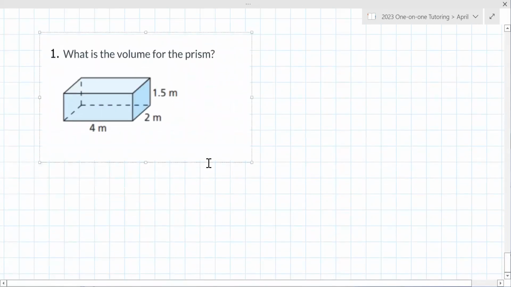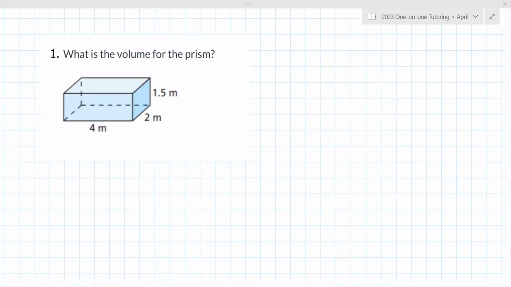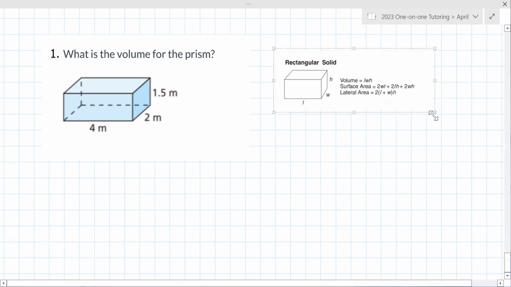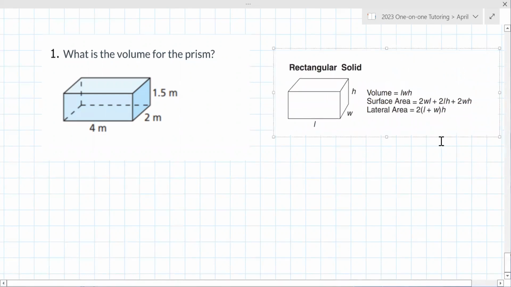What is the volume for the prism? So you have a formula sheet there, and I'm gonna grab it as well here. You're looking at the one that says rectangular solid. So I'm going to put that up here. For now, we're just doing the volume, so you don't care about the surface area. You don't care about the lateral area. The volume is length times width times height.